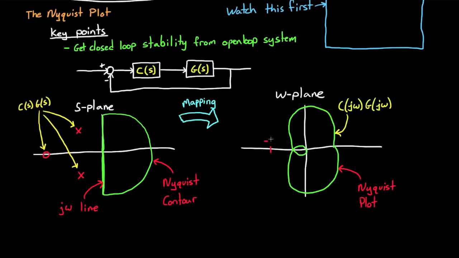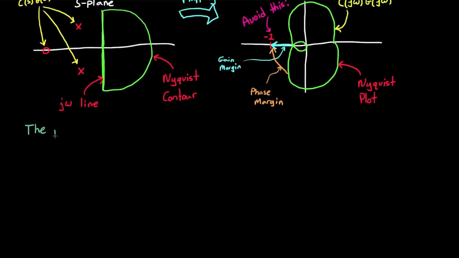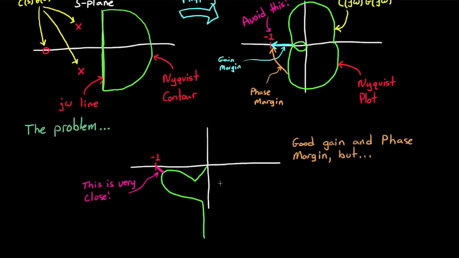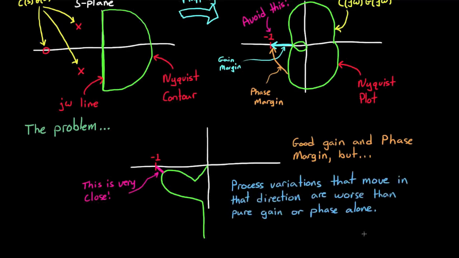Also, as I said in the gain and phase margin video, to have a stable system, you're really interested in avoiding this -1 point with the Nyquist curve. Gain margin tells you how much you can scale this plot before you cross the -1 point, and phase margin tells you how much you can rotate the plot by before your curve crosses the -1 point. The problem comes with a Nyquist plot that looks like this, which is very close to the -1 point, even though it has great phase and gain margin. So process variations that cause the curve to move in this direction towards -1 will reduce stability in your system.